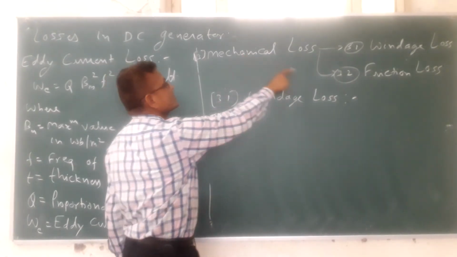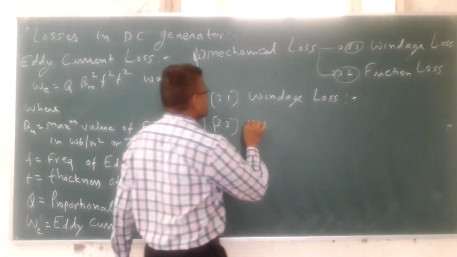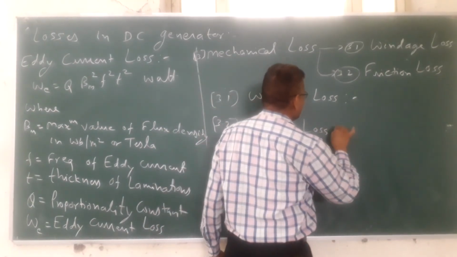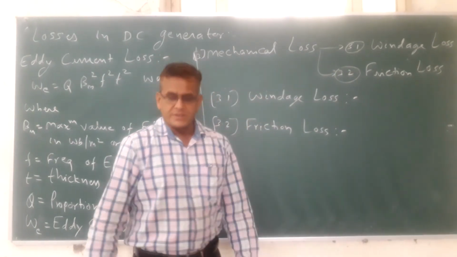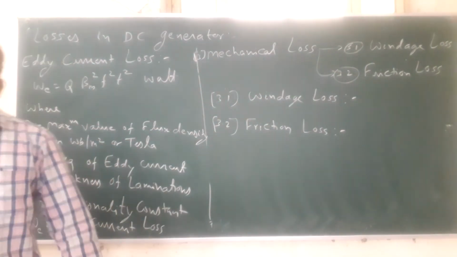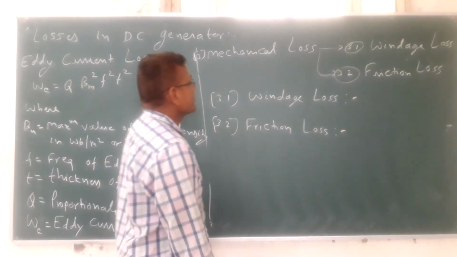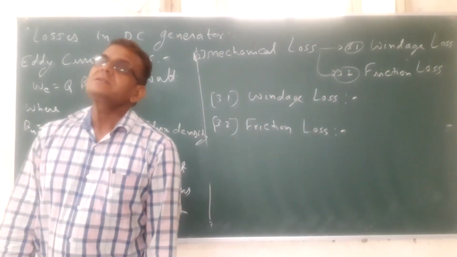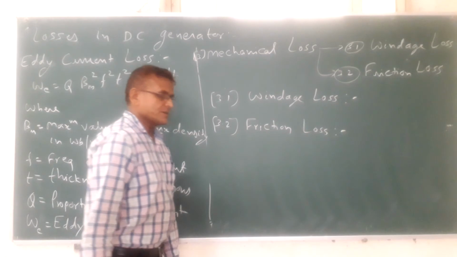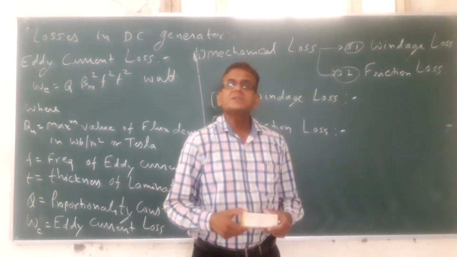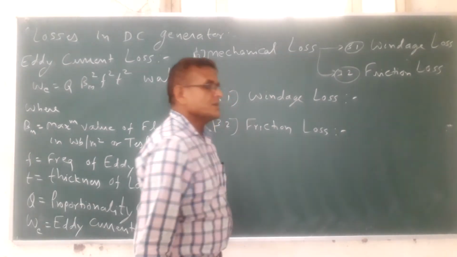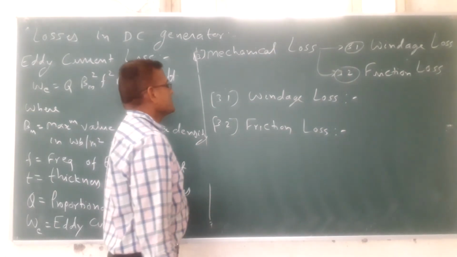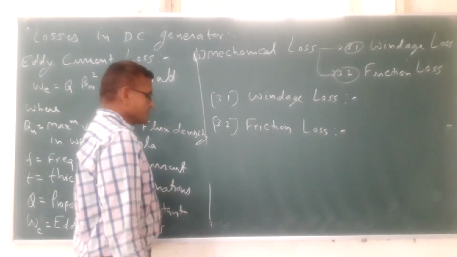Second part of mechanical loss is friction loss. In DC generator, there are some rotating parts and some stationary parts, and when the rotating part rotates, then there is some friction loss at the brushes and at the bearings. That is called friction loss.